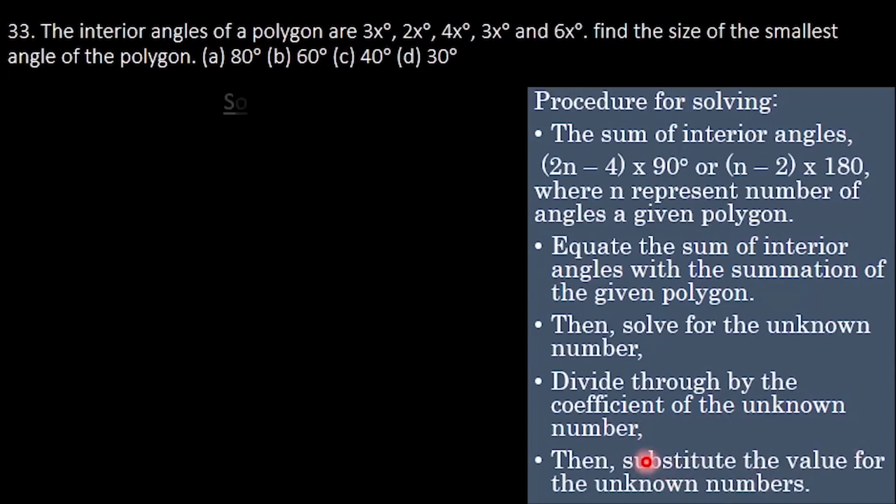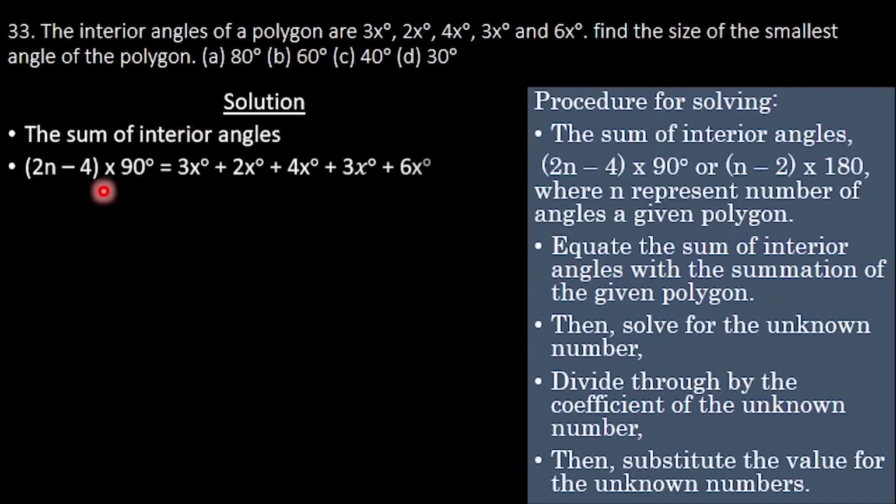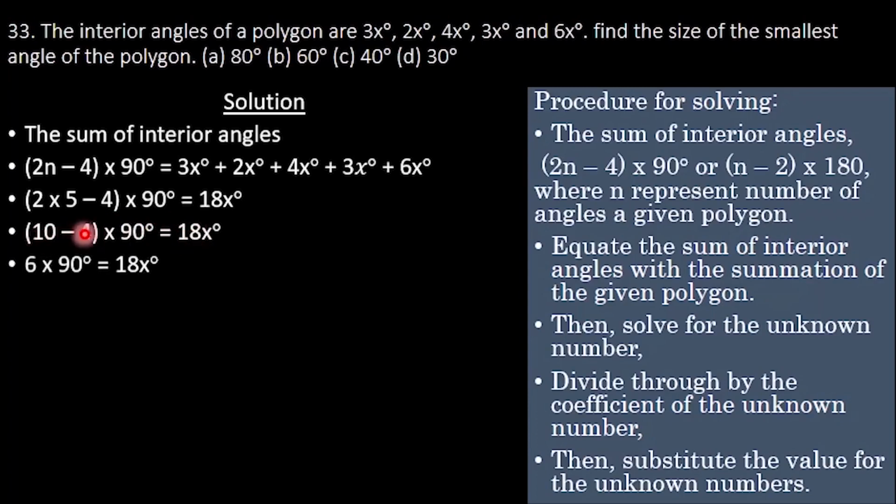The solution now: the sum of interior angles. We are going to equate the sum of the interior angles with the summation of the given polygon angles. This is the sum of the interior angles. Our n now represents the number of angles. We now have (2 times 5 minus 4) times 90 degrees. When we add these angles together, we are going to have 18x degrees. Then 2 times 5, we have 10, minus 4, we have 6, times 90 degrees, which is 540 degrees equals 18x degrees.